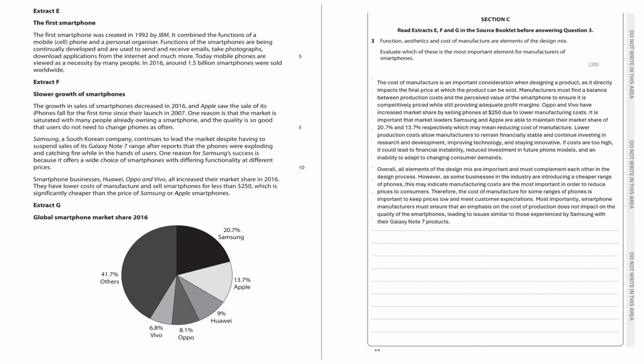Overall, all elements of the design mix are important and must complement each other in the design process. However, as some businesses in the industry are introducing a cheaper range of phones, this may indicate manufacturing costs are the most important in order to reduce prices to consumers. Therefore, the cost of manufacture for some ranges of phones is important to keep prices low and meet customer expectations.